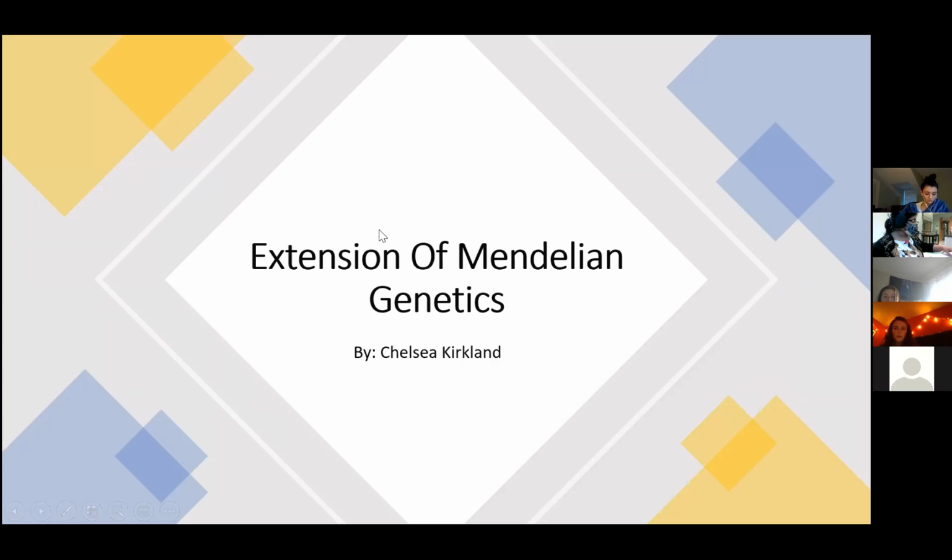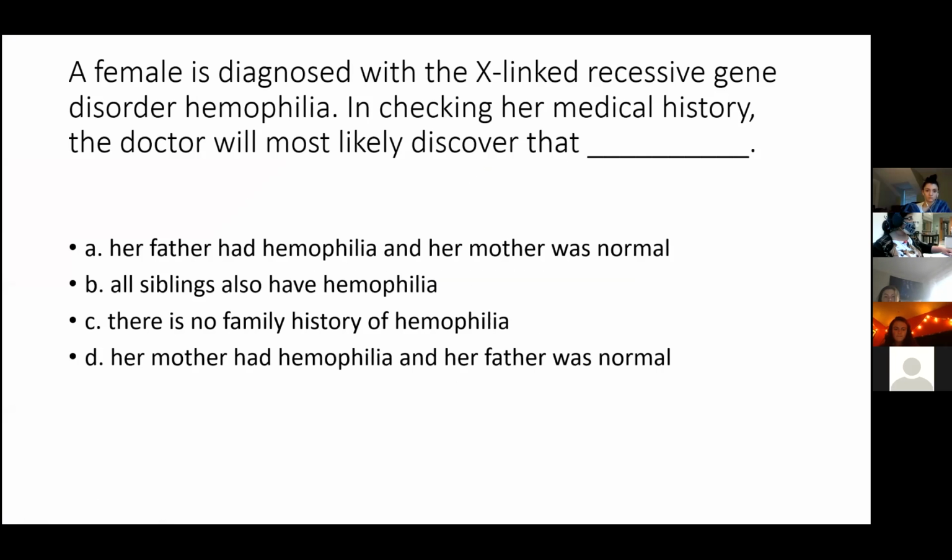So I got the question: a female is diagnosed with the X-linked recessive gene disorder, hemophilia. In checking her medical history, the doctor will most likely discover that A, her father had hemophilia, her mother was normal. B, all siblings have hemophilia. C, there is no family history of hemophilia. And D, her mother has hemophilia and her father was normal.